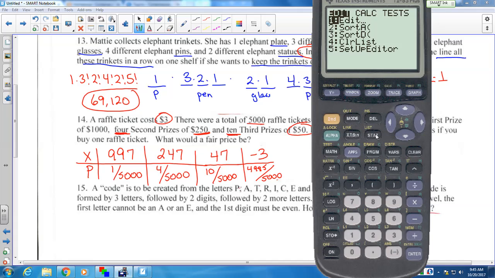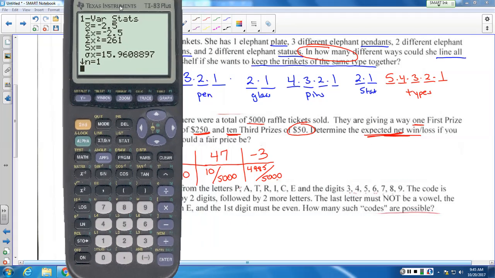Once I get everything in there, I'm going to hit second quit. I'm going to go to Stat, Calculate, 1-Var Stats. I have the old school calculator, so I have to type in L1, comma, L2. New school would just make sure there's that L1, L2. Enter. At the very top, it shows x-bar equals negative 2.5. That's my expected value. So you can expect to lose $2.50 on average for each ticket you buy.